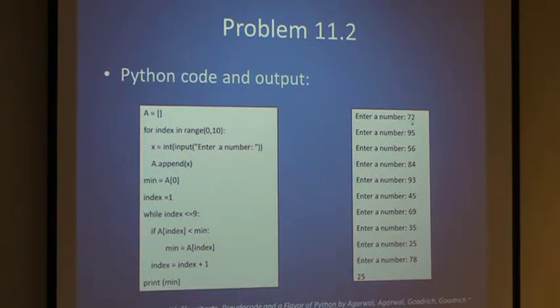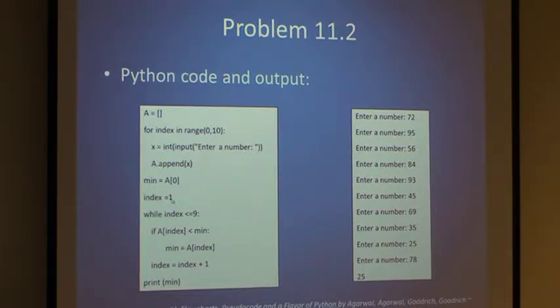So when you put in 72, the list is of size 1, A sub 0 is 72. Next time through, the list is of size 2, A sub 0 is 72, A sub 1 is 95, etc. When you're done with it, you pick the smallest one as A sub 0. In other words, you pick 72 as the smallest, put it in min. That's an ordinary variable.